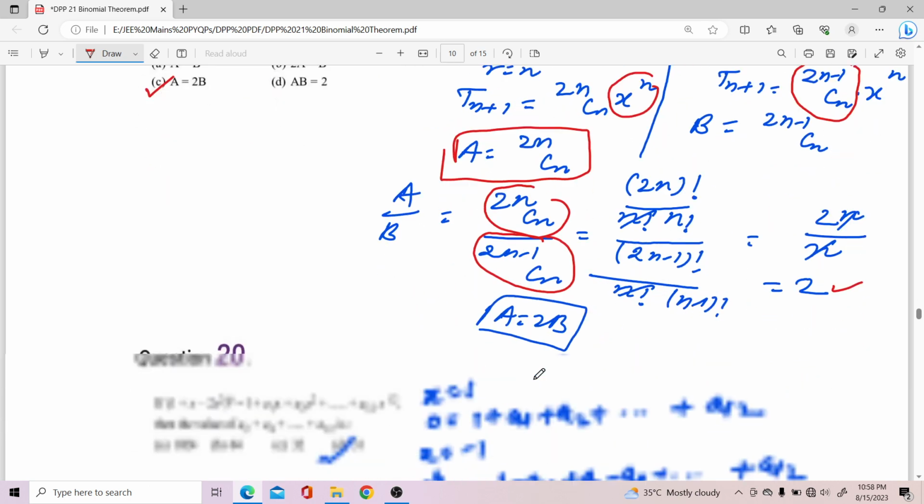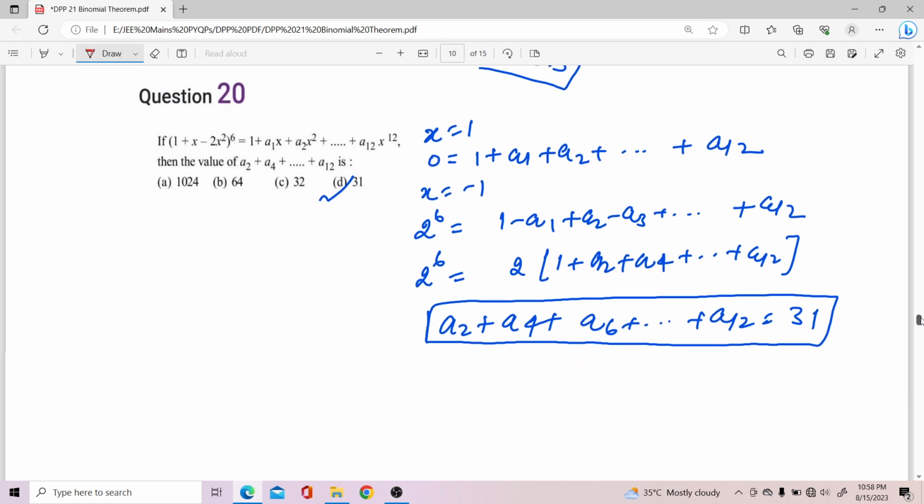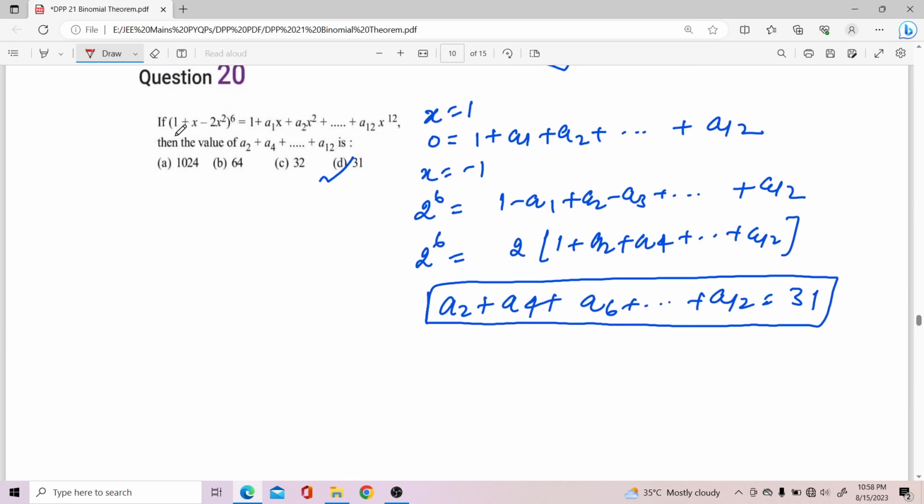So now let us move to question number 20. It is again a very easy question. You are given an expansion and it is clear that the power of x inside is 2 and the outside power is 6, so the maximum power will be 12, that is the simple point. Now you have to find the value of a2 + a4 + ... up to a12.